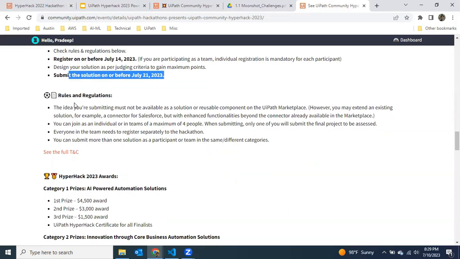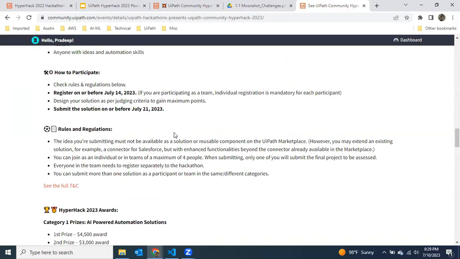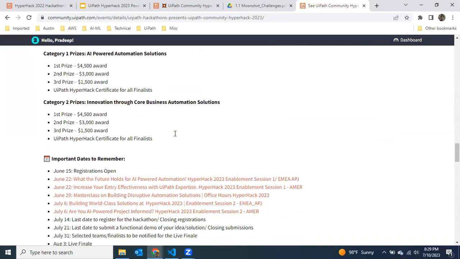Go ahead, look at the rules and regulations. Some of them I have already talked about. It should not be an exact copy of any of the use cases that have been previously talked about or submitted, but you can always extend an existing use case with additional features. I think we can join as an individual, right? Yes. If someone doesn't find partners and they has an idea, that shouldn't stop them from joining. That's really good.